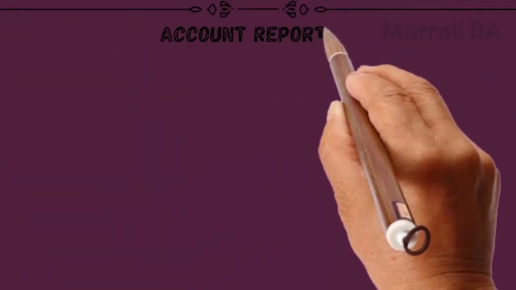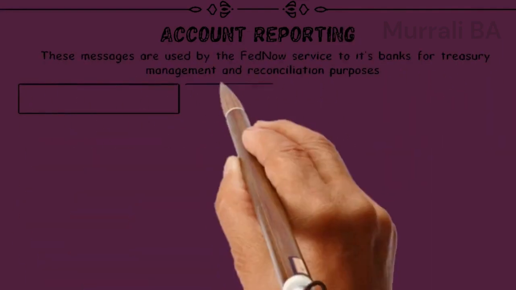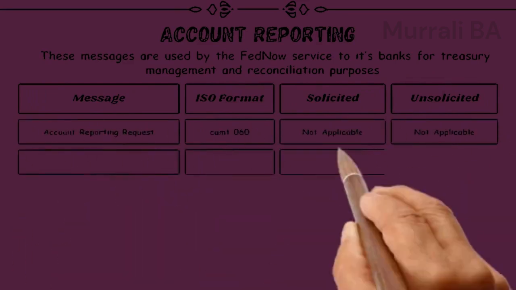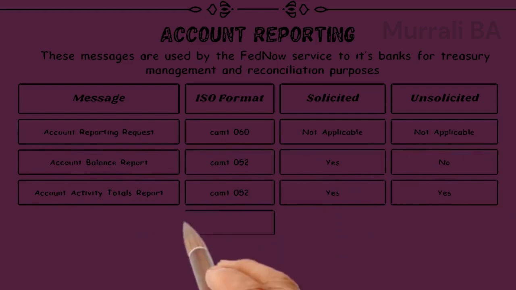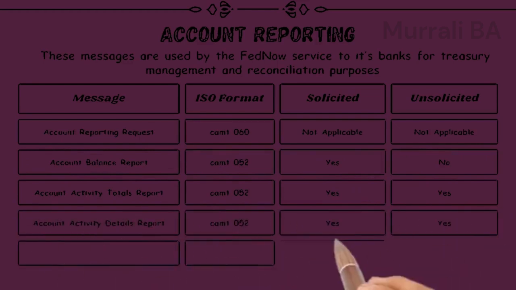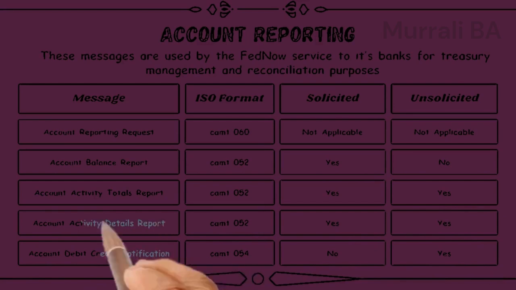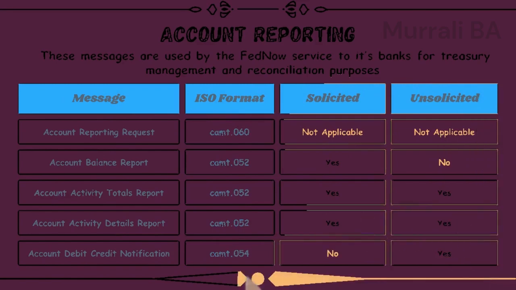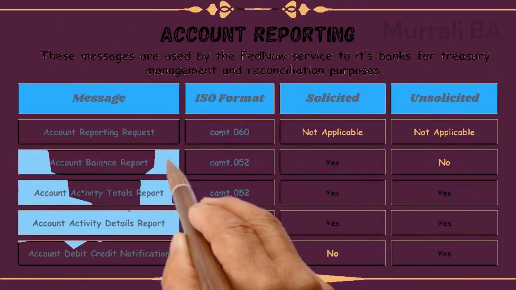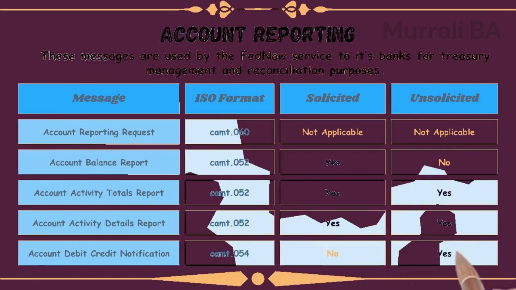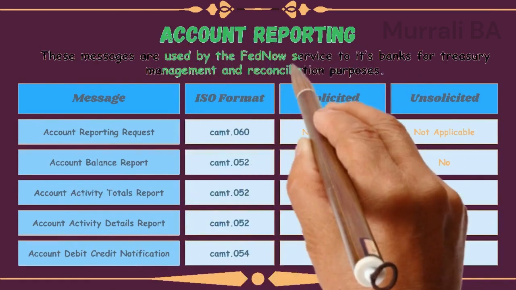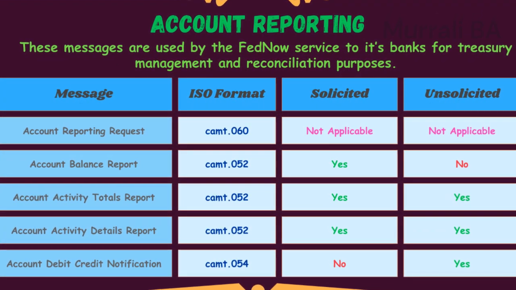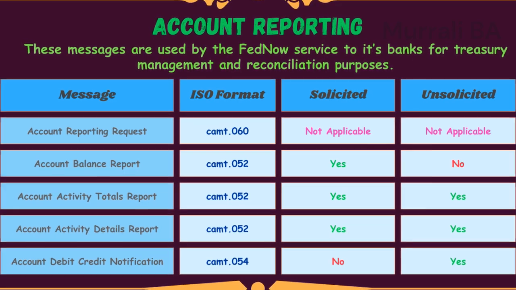The final and the important function is account reporting. These messages are used by the FedNow service to its participants or banks for treasury management and reconciliation purposes. So it will send all the transactions in a report using these messages. It includes account report request CAMT 060, account balance report CAMT 052, account activity total reports CAMT 052, account activity details report again CAMT 052. The final one is account debit credit notification using CAMT 054.